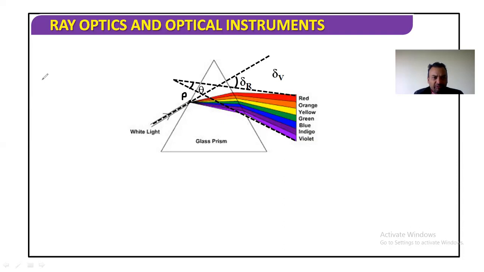The first is the deviation. It is the deviation which is happening at the point P, means bending. And second is the dispersion. Dispersion means splitting of white light into 7 colors. So the point P is very important.